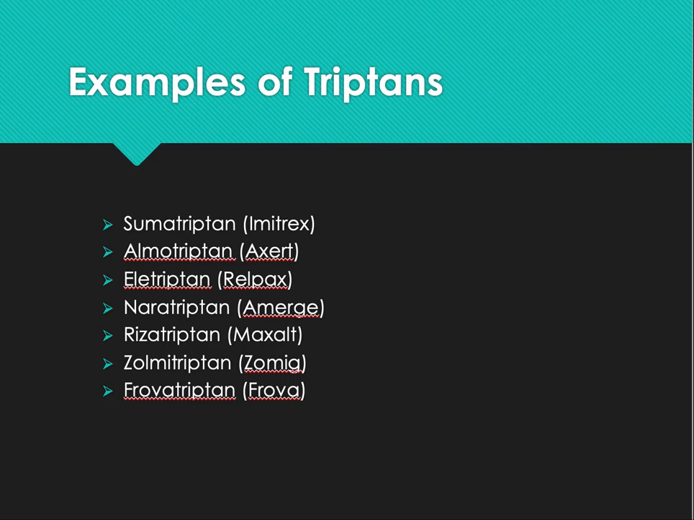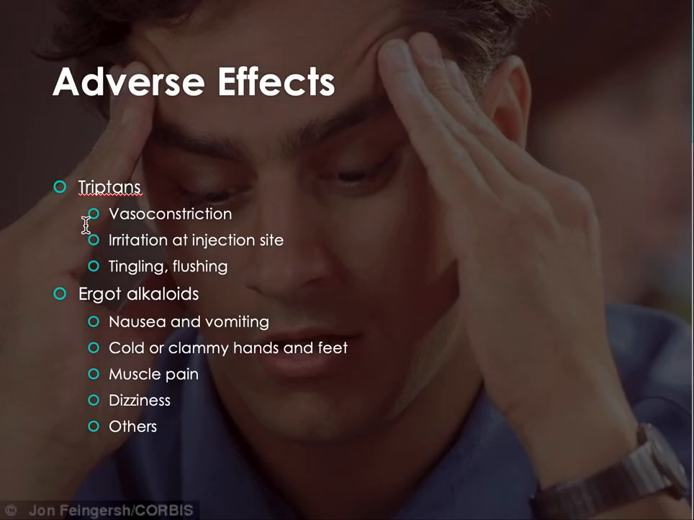The injection is still the best way, and that's because a lot of people get nauseous with migraines, and so they can't take a pill like that. Adverse effects of triptans, not a lot. So the vasoconstriction, it's supposed to do that. Okay. Sometimes irritation at the injection site, and maybe some tingling or some flushing, but really they are really, really well-tolerated medications.